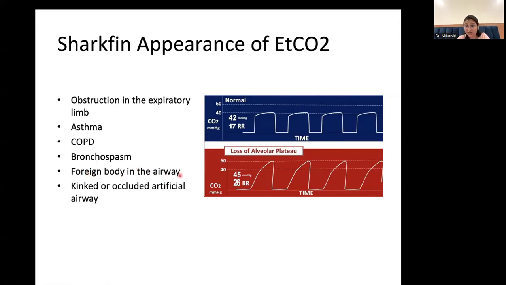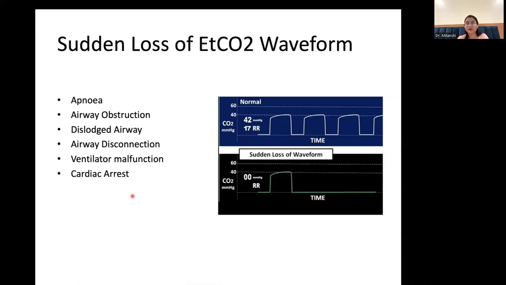Foreign body in the airway. If my airway is being obstructed by something that is external to the body, that can also do it. Internal causes are COPD, asthma, bronchospasm, obstruction, right? And if my airway tube, the endotracheal tube that you have inserted in the mouth of the patient, is also occluded or kinked, that is also not letting the air come out of the circuit and ventilate the patient. So that is also increasing the CO2 levels in the body.